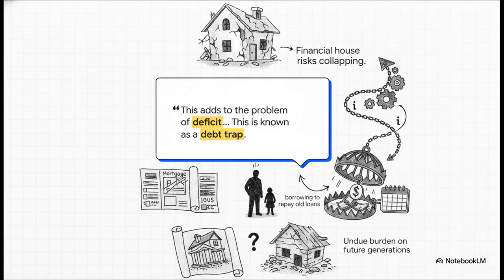As we design our economic blueprints today, are we building a stable home for tomorrow, or are we just passing a massive mortgage onto the next generation?